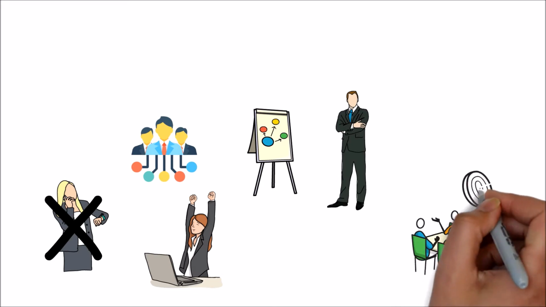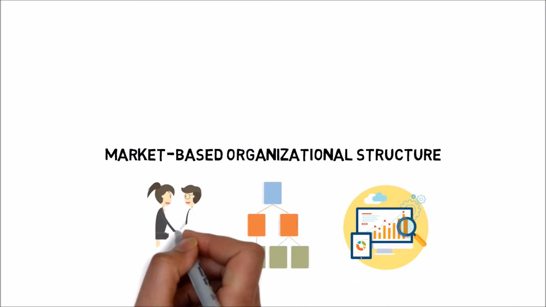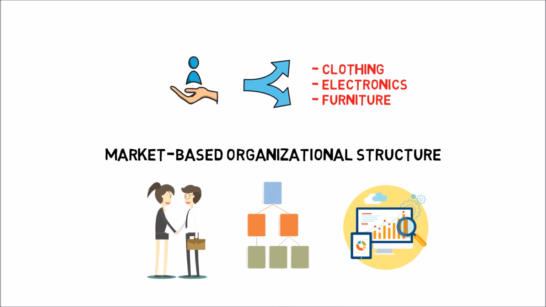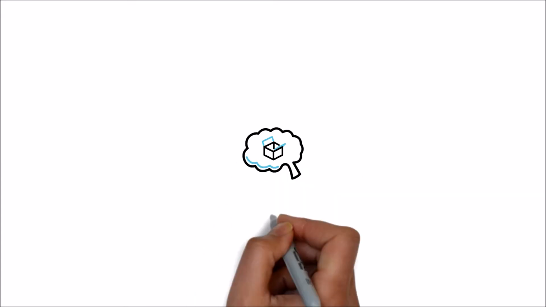Depending on your company's focus, there are a few options to consider. Market-based organizational structure. Divisions are classified according to the industry, market, or client category. A large consumer goods company may separate its durable items, clothing, electronics, and furniture from its food and logistics divisions. Product-based organization. Product lines have separate divisions.